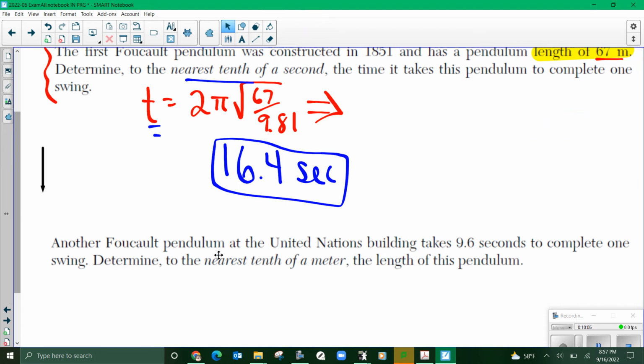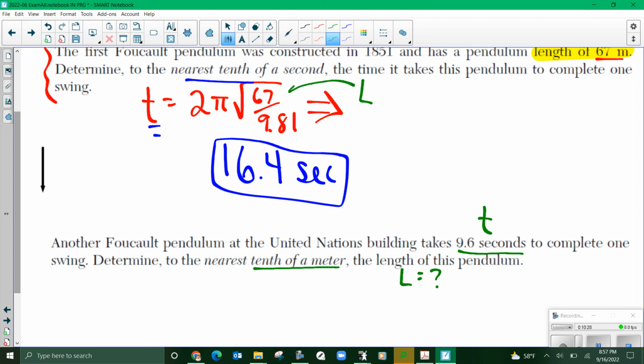Another Foucault pendulum at the United Nations building takes 9.6 seconds. So they give us t to complete one swing. Determine to the nearest tenth of a meter, it's also one decimal place, the length. So now I need to find L. L was the numerator, and g was the denominator here. So time still equals 2 pi square root of L over g.